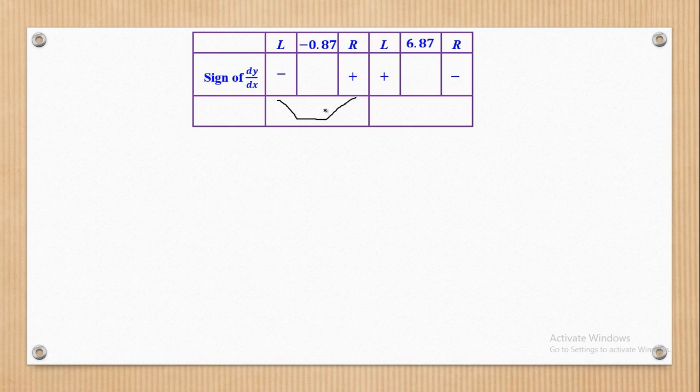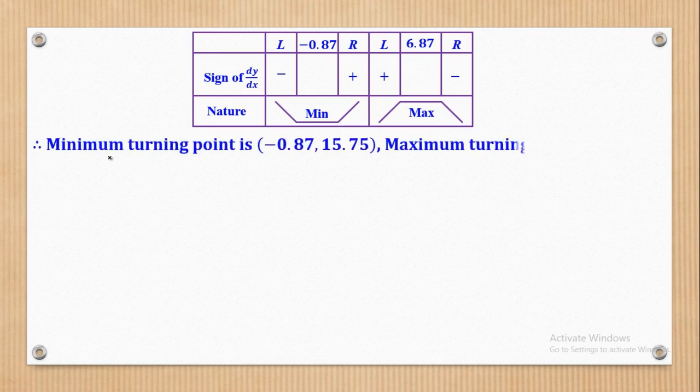Therefore, this will be a minimum. And here positive means you go upwards, negative means you go downwards, meaning this will be a maximum. So we can say that for the nature, this will be a minimum point and this will be a maximum point. Therefore, we can conclude that the minimum turning point is this and the maximum turning point is that.